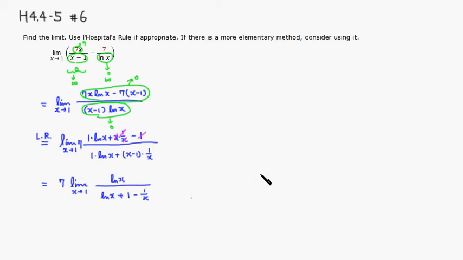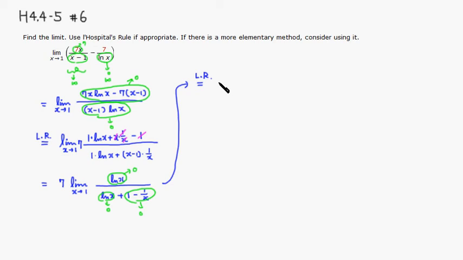Then if you plug in, natural log of 1 is 0, so this is 0. Then you have 1 minus 1 over 1, so that's 0. So everything goes to 0, and we can use L'Hopital's rule again. So let's apply that. I'm going to go up here, then apply L'Hopital's rule.